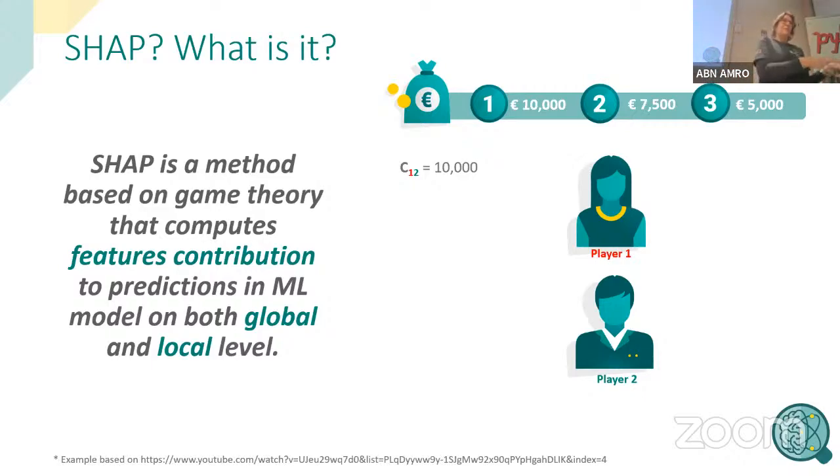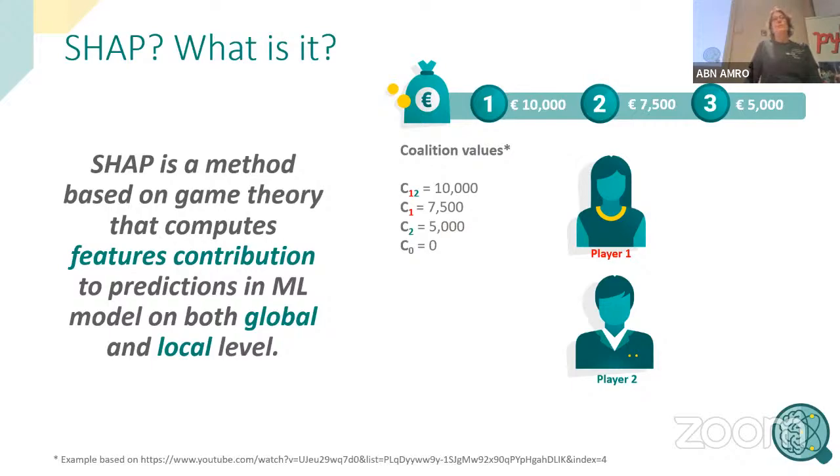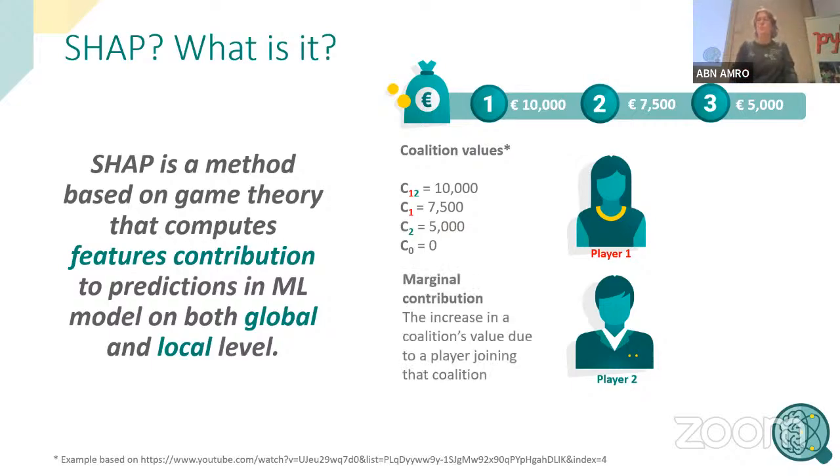So let's take a little step in time. If player 1 joins by herself, she will come second and win 7,500 euros. But if player 2 joins by himself, he will get only 5,000 euros. And of course, if none of them joins, then the prize is 0. From here, you can already see that player 1 deserves more of the prize money than player 2. But still, how do you divide the prize money between those two players? We don't know. And therefore, you can use the marginal contribution, which is the increase in the coalition's value due to a player joining the game.